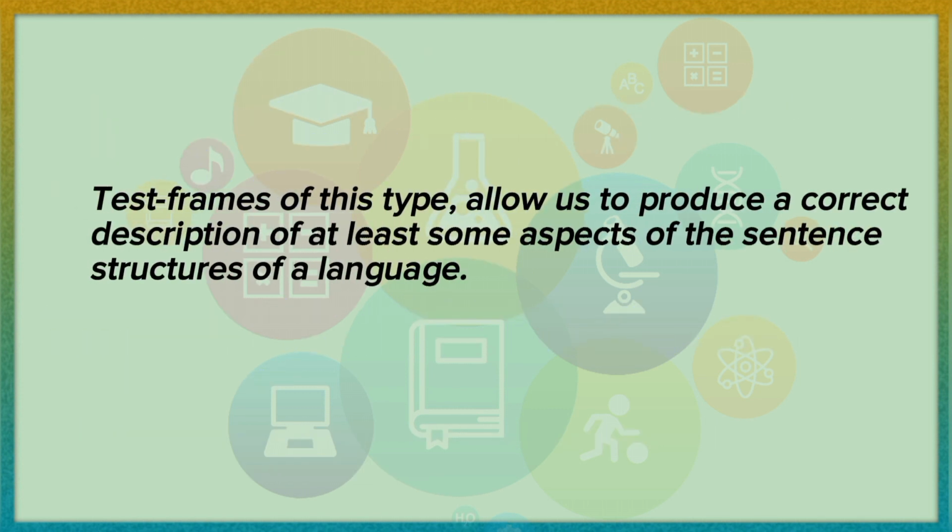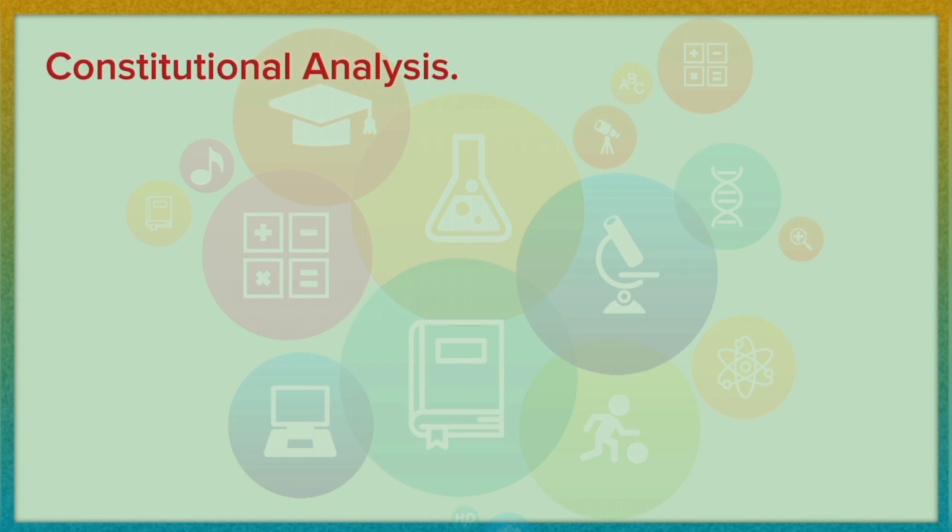By developing a set of test frames of this type, and discovering which forms fill the slots in the test frames, we can produce a description of at least some aspects of the sentence structures of a language. The next type of analysis is constituent analysis.